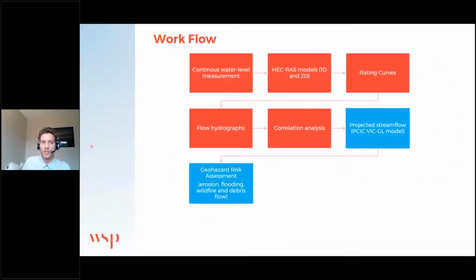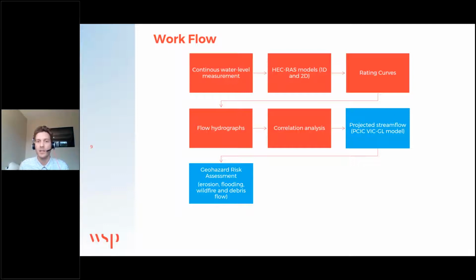So to address those, we established a workflow, and that is the broader workflow we used during the study. Today we'll just go over the red boxes. The blue boxes were the next step of the study. So we started by doing continuous water level measurements on the Vermilion River and two of its tributaries. At each of those locations, we built HEC-RAS models in 1 dimension or 2 dimensions, depending on the river characteristics at those locations.